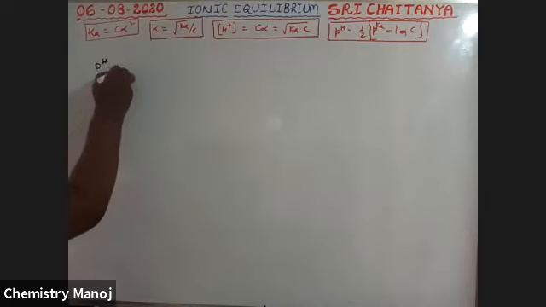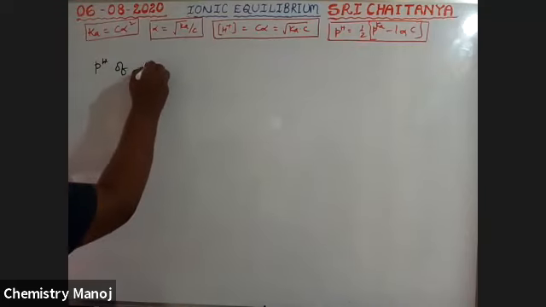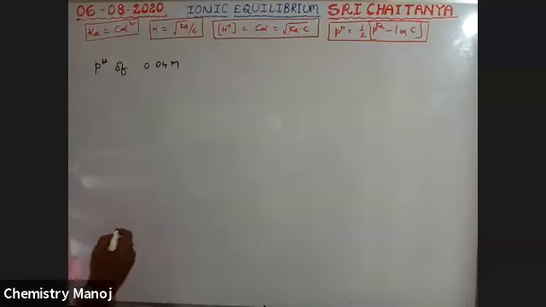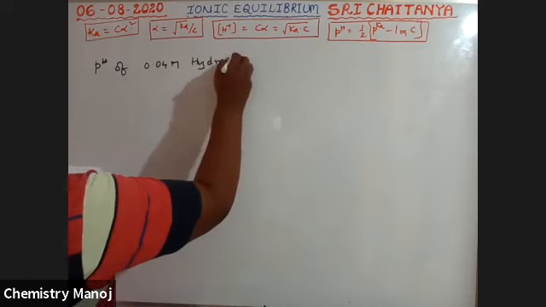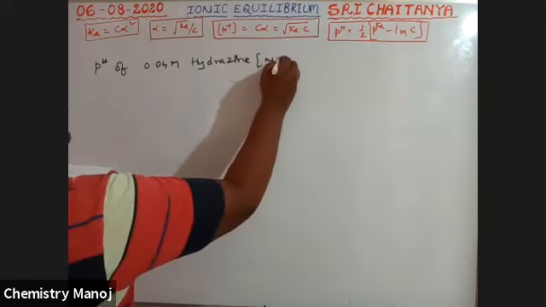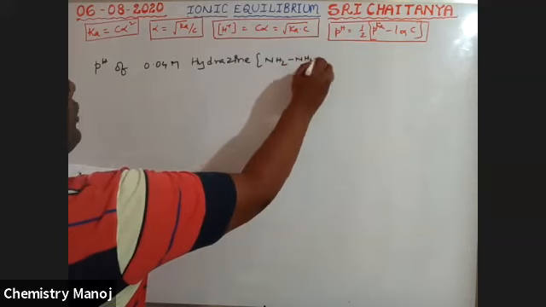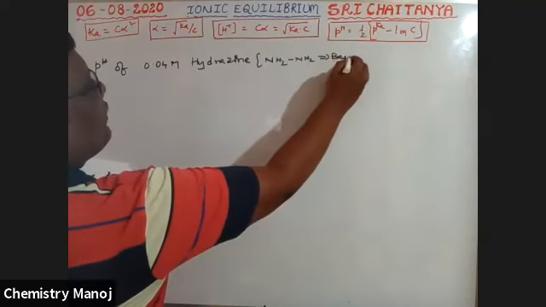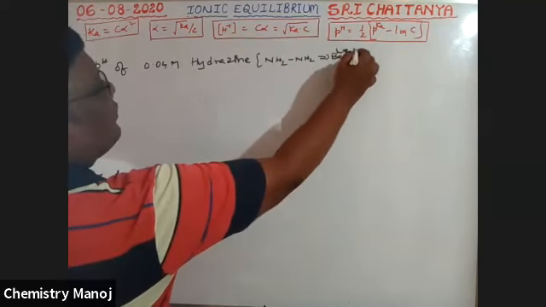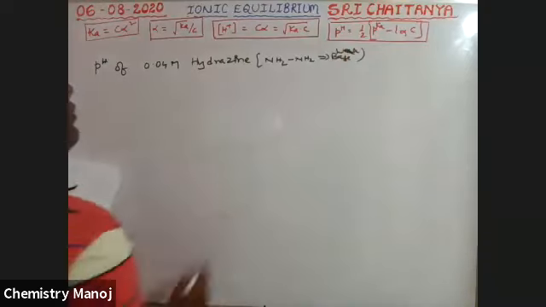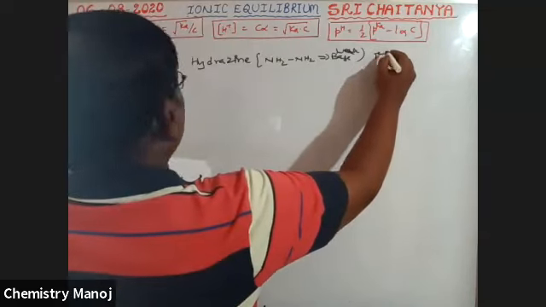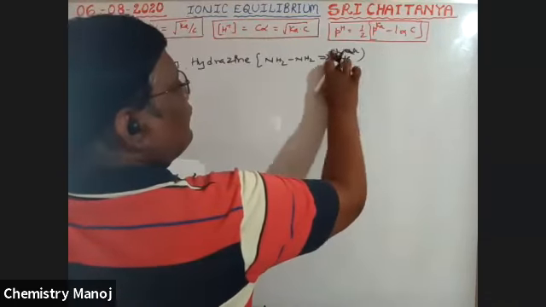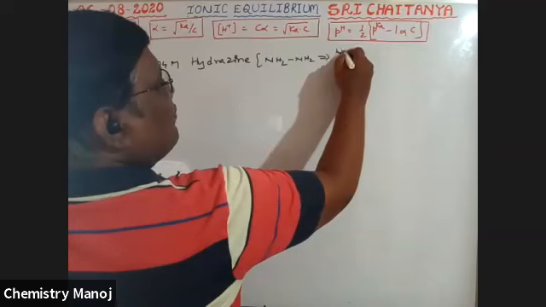Calculate the pH of 0.04 M hydrazine. Its formula is N2H4, my dear boys, which is a base, a weak base. So please mind it. It is a weak base.